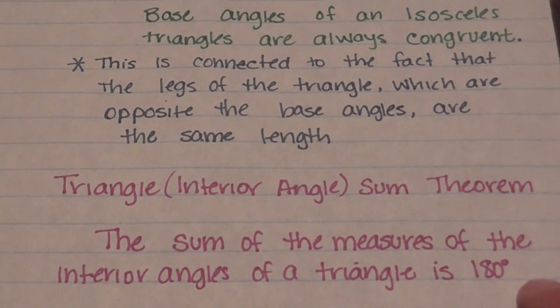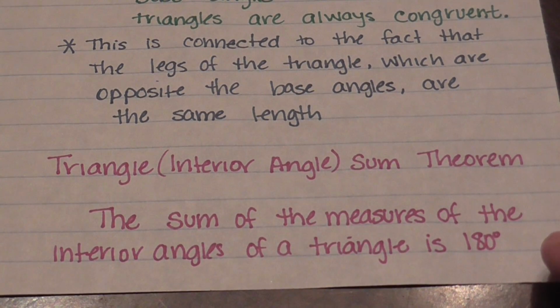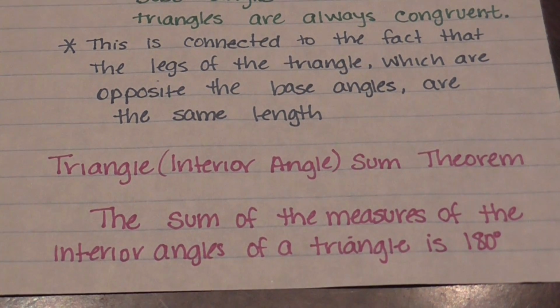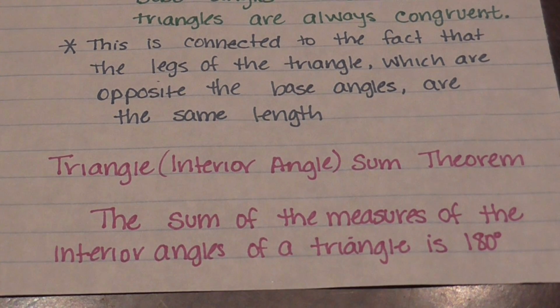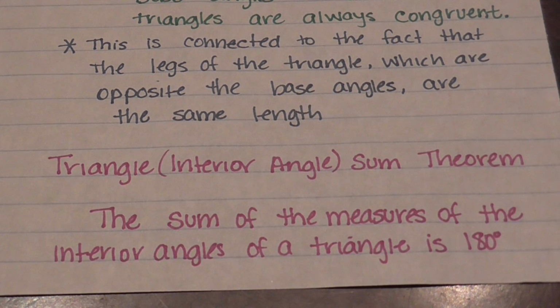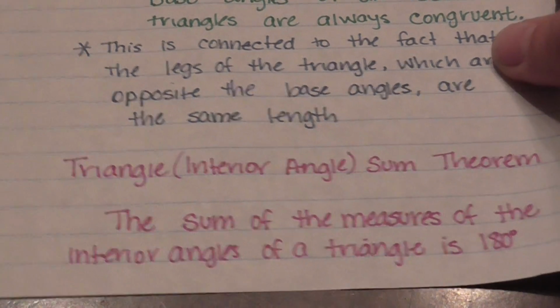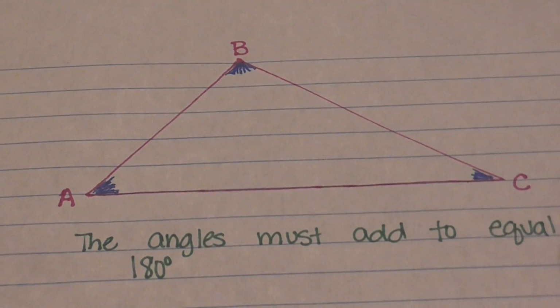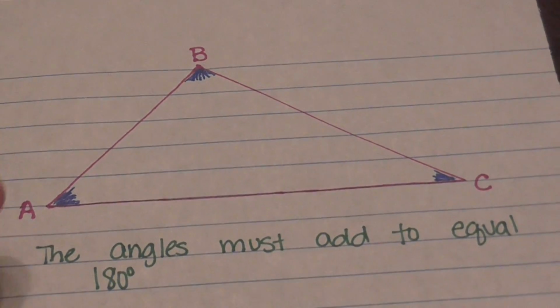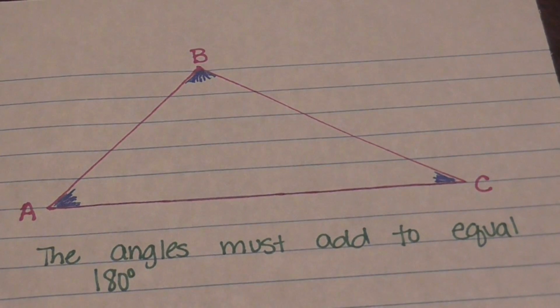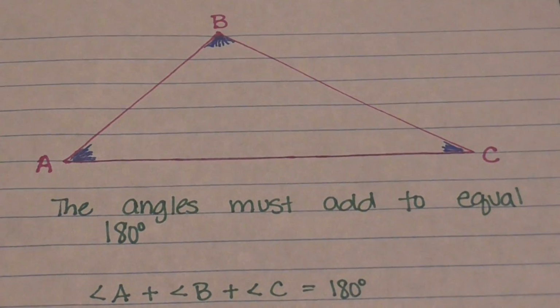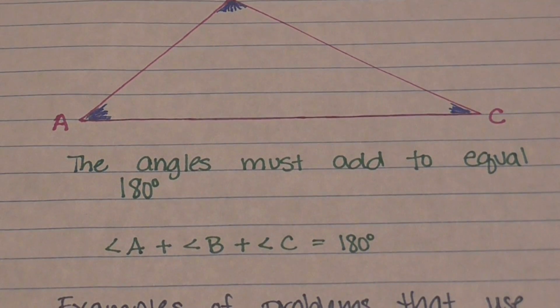All right. Triangle interior angle sum theorem. It's a triangle sum theorem, but we're talking specifically about the interior angles. So the sum of the measures of the interior angles of a triangle is 180 degrees. That's the whole theorem. You add up all the angles inside of a triangle and it has to add up to 180 degrees. The interior angles are what would be represented in blue. They're the angles that are inside the triangle as opposed to angles that would be outside the triangle. And once you add angle A plus angle B plus angle C, it's got to equal 180 degrees.